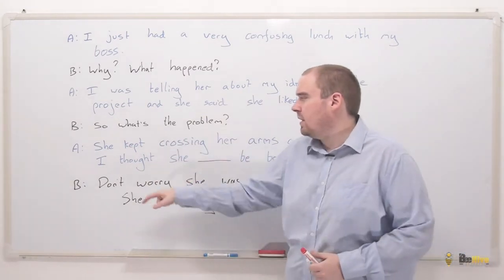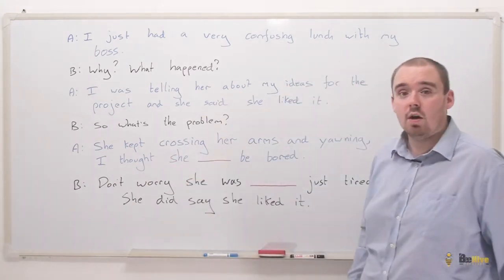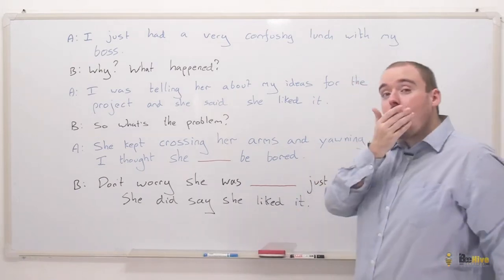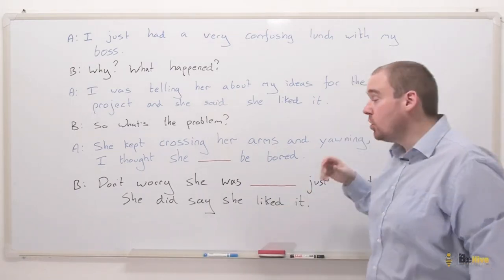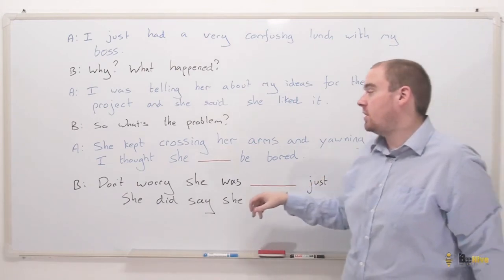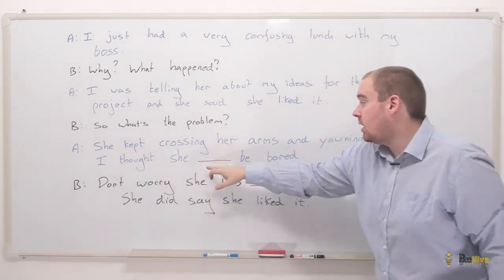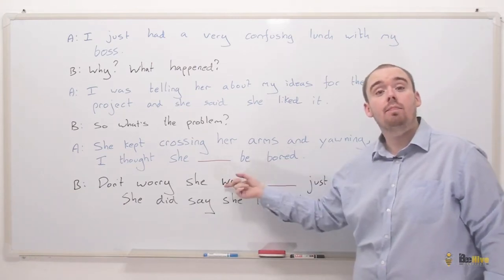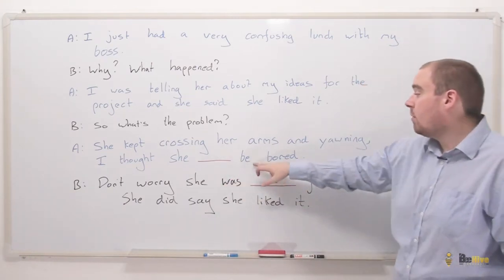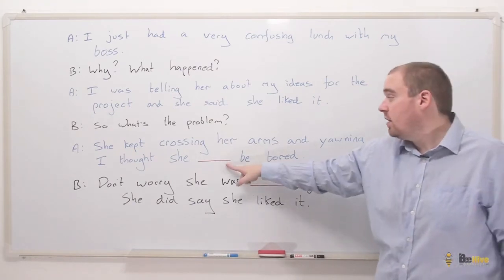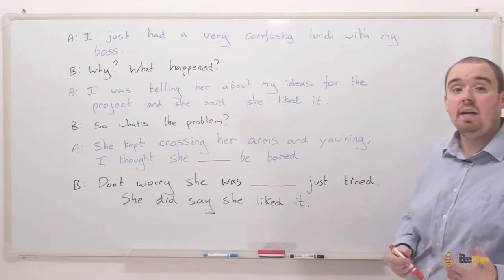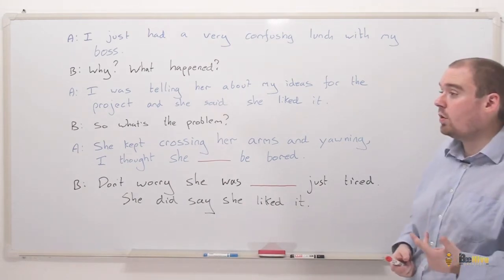Then person A explains. She kept crossing her arms. Remember we talked about this earlier? Crossing her arms and yawning. She kept yawning. So he says, I thought she'd be bored. Okay. Now here's our grammar from earlier. Okay. And this is present tense. So here we use our modals. Okay. So what were our three modals? May, might, or could. Okay.